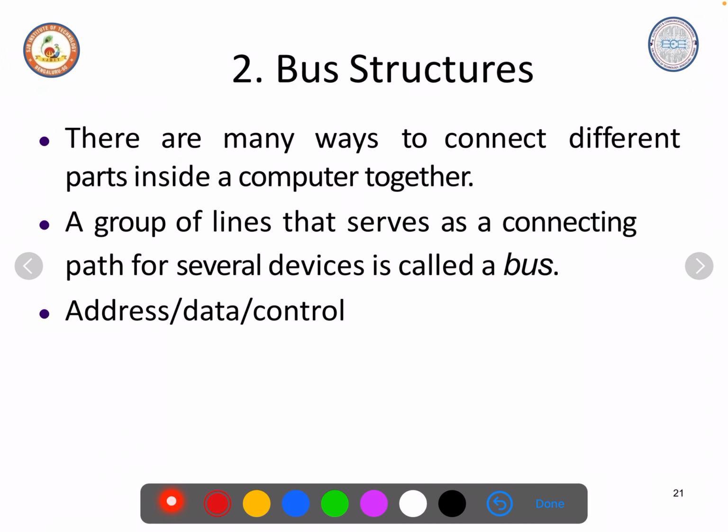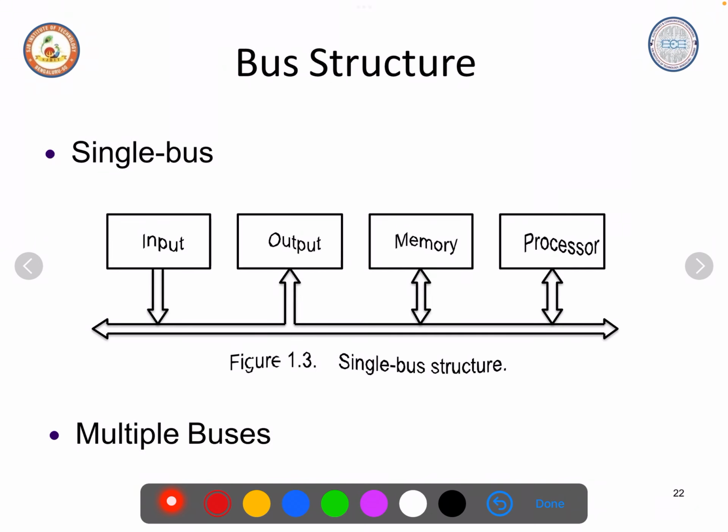Now coming to the next topic, bus structures. The name itself indicates that a bus is how you connect different parts inside the computer together. A bus is a group of lines that serves as a connecting path for several devices. We have different buses: the address bus, data bus and control bus. Here you can observe the structure of a bus.